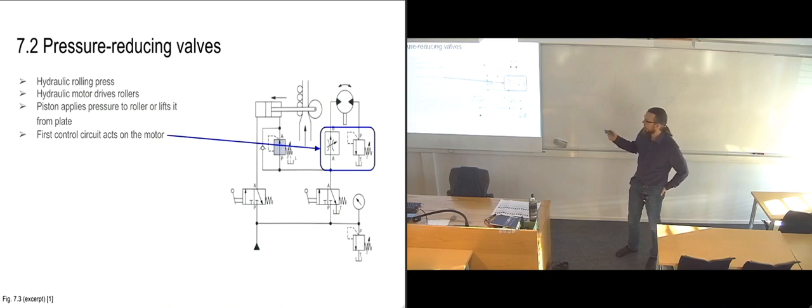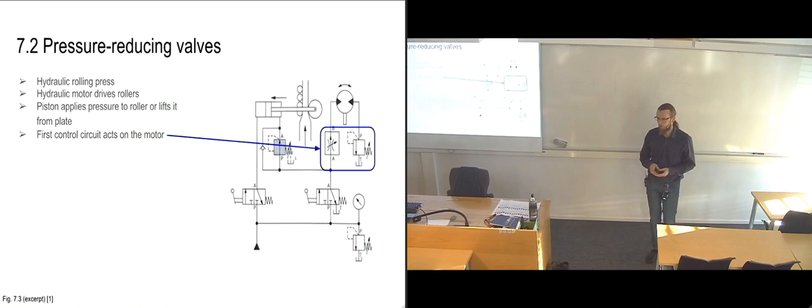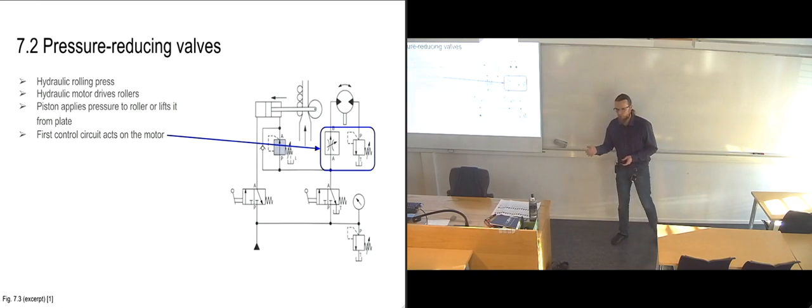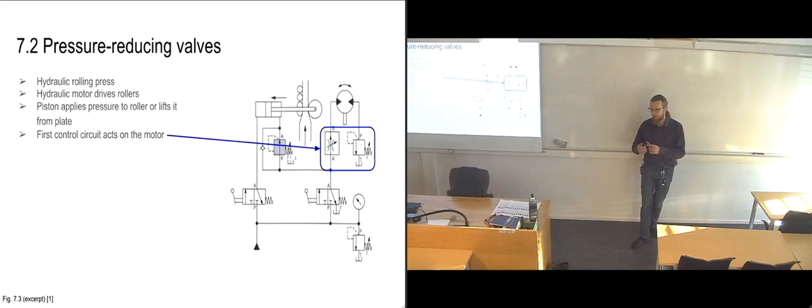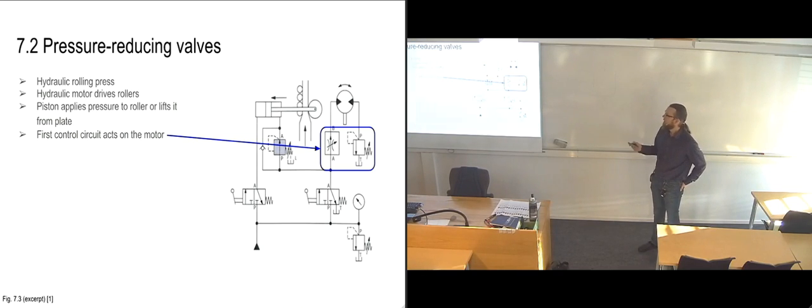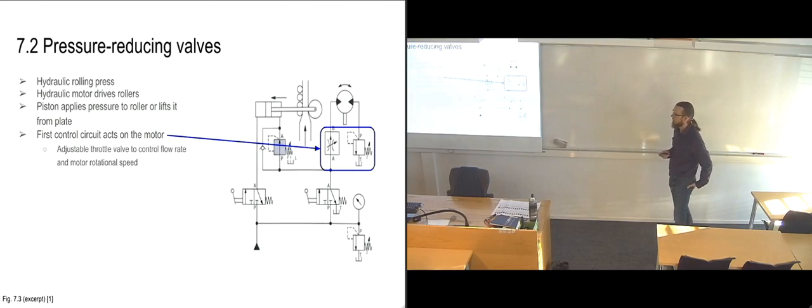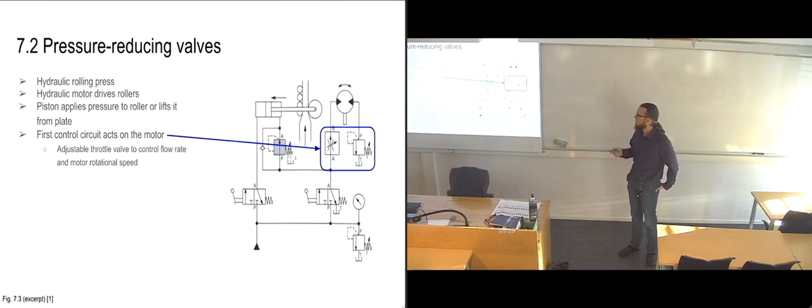So we have a control circuit which acts on the motor, which is basically that we have a throttle valve so that we can regulate the volumetric flow rate entering the motor, which means that we regulate the speed of the motor. And then it also has a pressure relief valve on the return line.